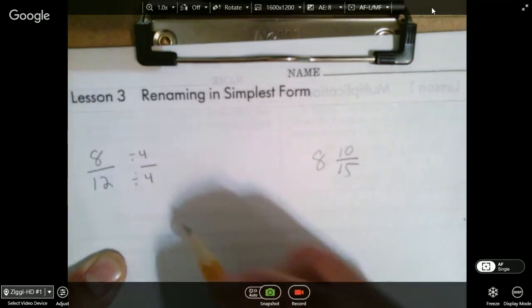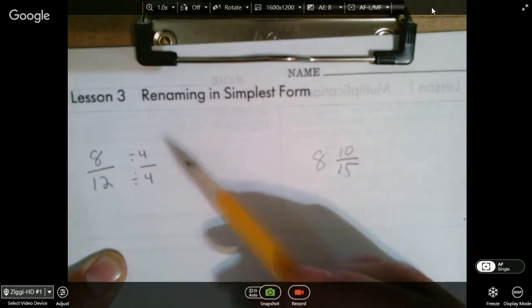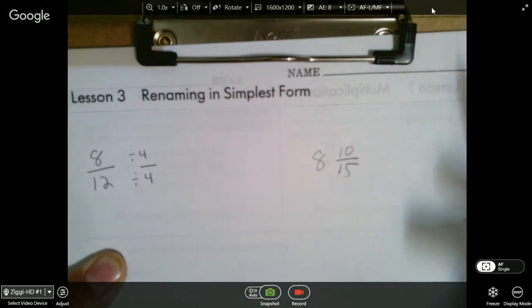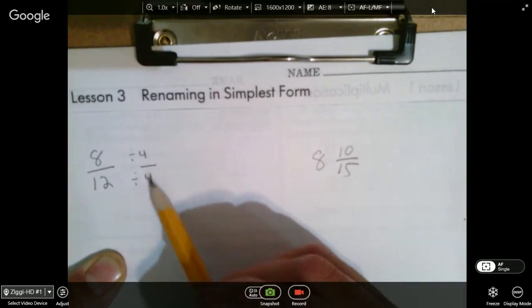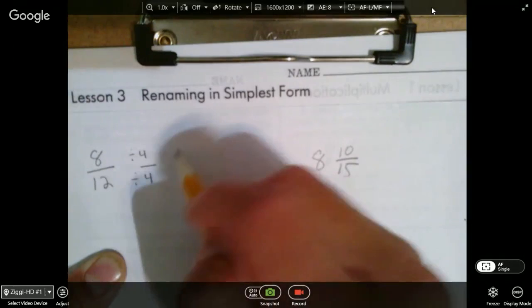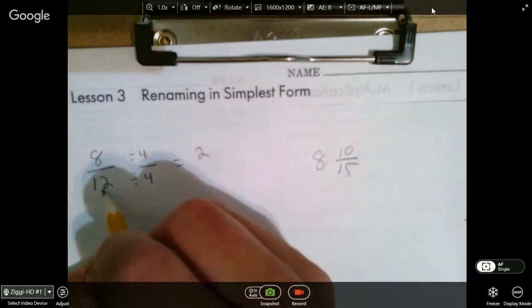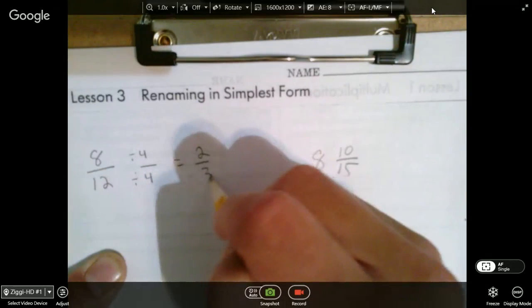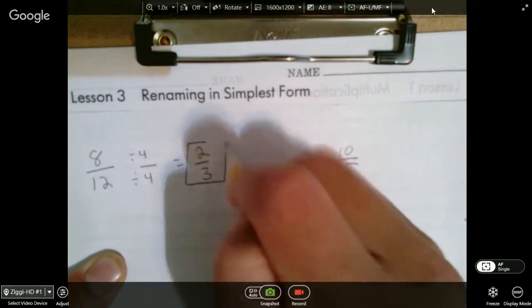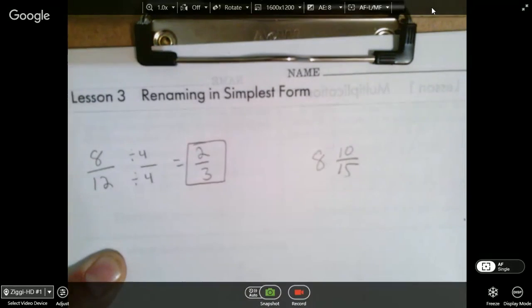And the reason why this works is 4 over 4 is 1. If you divide anything by 1, it just gives that number back. So I'm going to divide by the 4 over 4 here. 8 divided by 4 gives me 2. 12 divided by 4 is 3. So 8/12 simplified is 2/3.